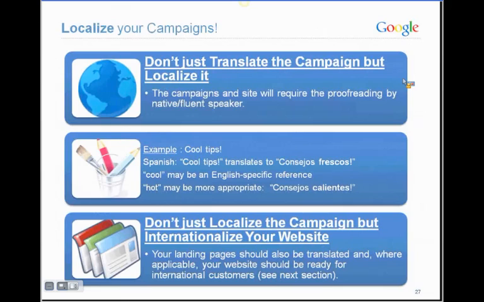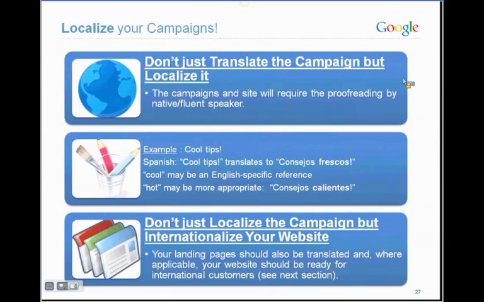So you don't want to just translate your campaigns, but you want to localize them. No matter how good translation is with the Google tools mentioned, the campaigns and the site will require proofreading by a native or a fluent speaker to adapt it to the local level. For example, you can see that cool tips in English translated directly into Spanish may not have the most relevant and appropriate translation.